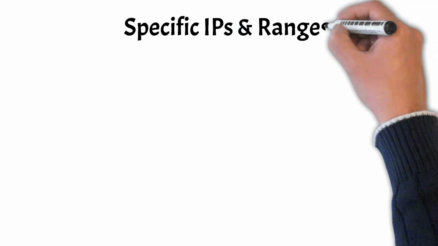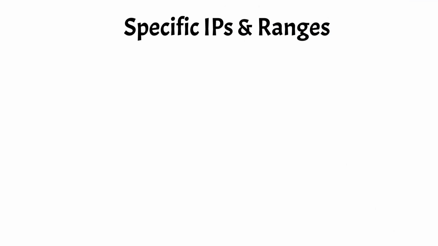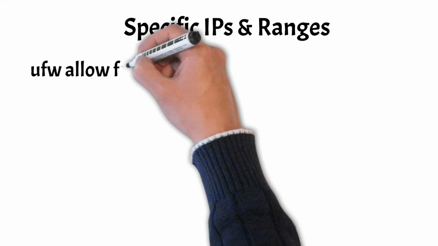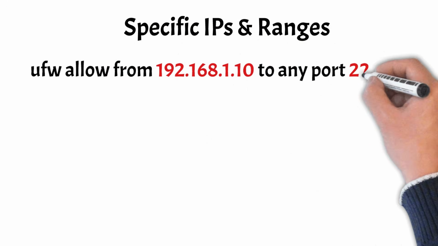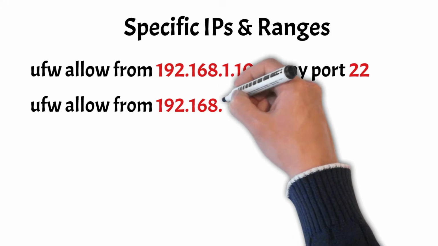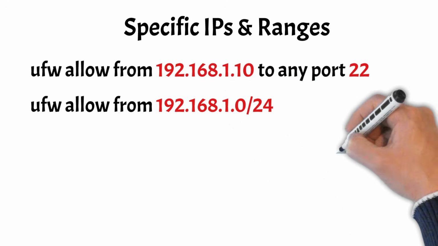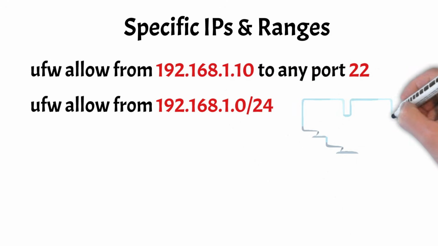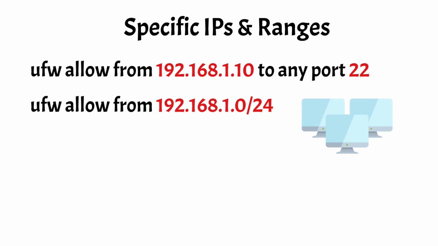Now let's briefly look at how these rules come into play in real situations. Imagine you're managing a server and want to give access to just one trusted machine. For example, your own device while keeping everything else restricted. In that case, you can define a rule that only allows that specific system to connect to a particular service. If you're working in a local network or an office environment, it's often more practical to allow an entire group of devices at once, rather than configuring each one individually. In order to do that, you can use the CIDR notation.